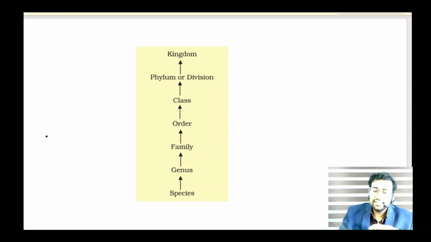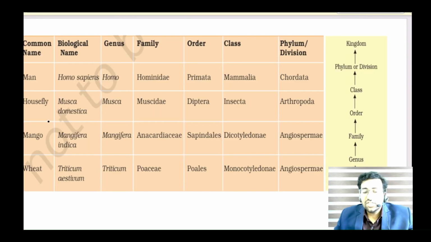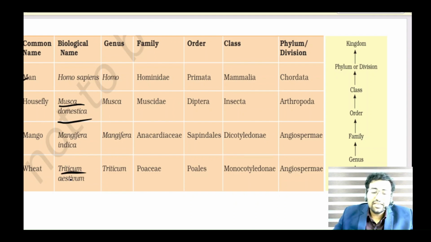This is the order present in our textbook: species, genus, family, order, class, and phylum or division, and division is used in the plant kingdom. This is the most informative table that you have to obtain from your textbook. You can see here, man we call Homo sapiens. Housefly is Musca domestica. Mango is Mangifera indica, everybody knows. Wheat is Triticum aestivum.